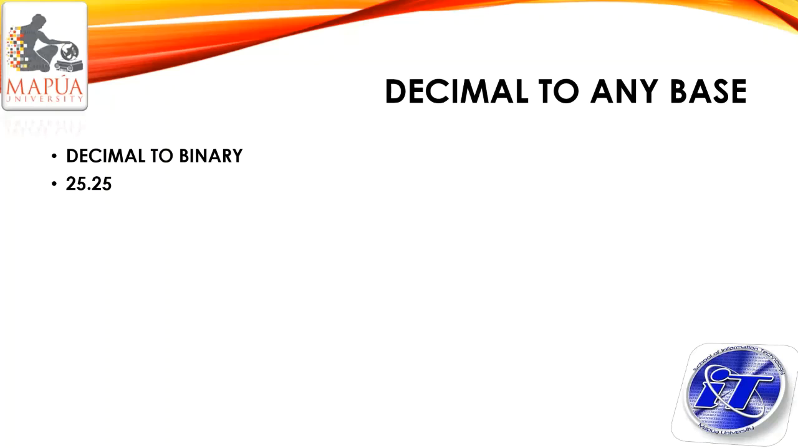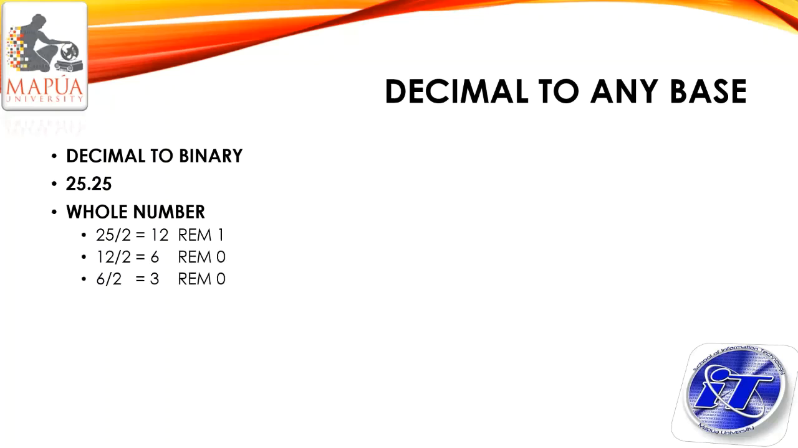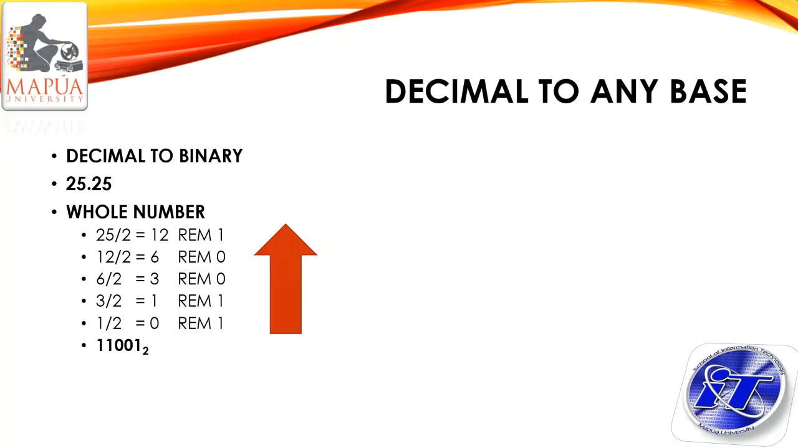So 25 divided by 2, 12 remainder 1, 12 divided by 2, 6 remainder 0, 6 divided by 2, 3 remainder 0, 3 divided by 2, 1 remainder 1, 1 divided by 2, 0 remainder 1. Since the quotient is equivalent to 0, now we could arrange the remainder from bottom to top. So the result will be 1, 1, 0, 0, 1.